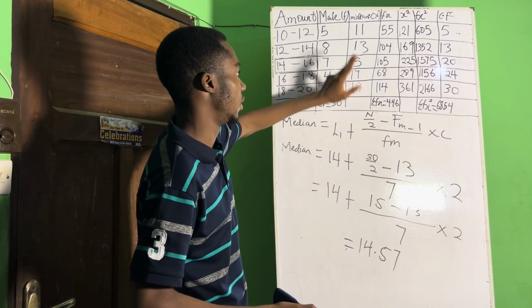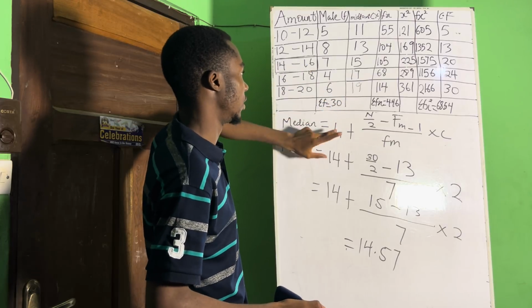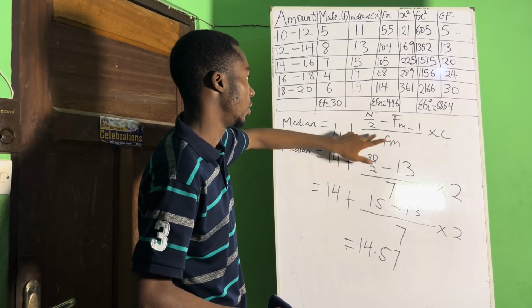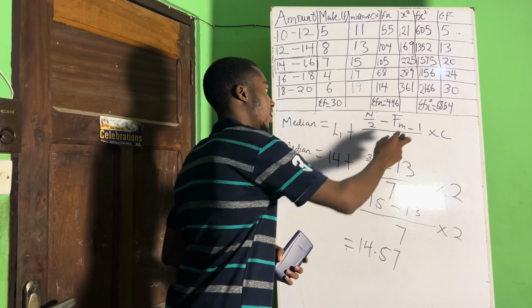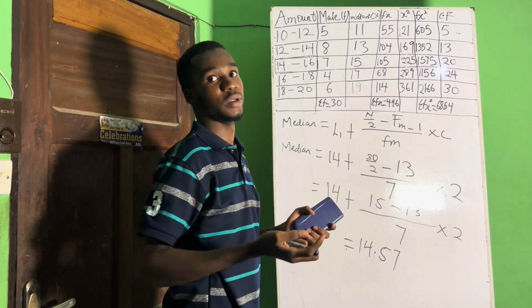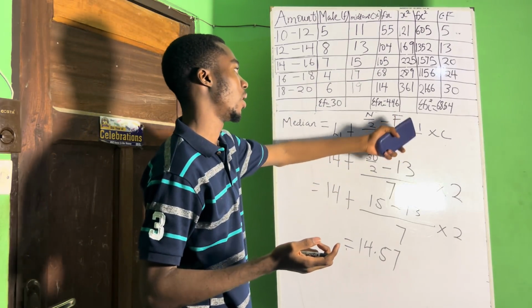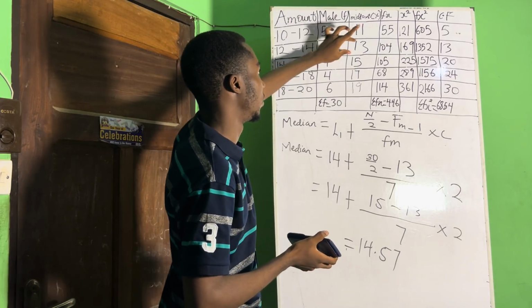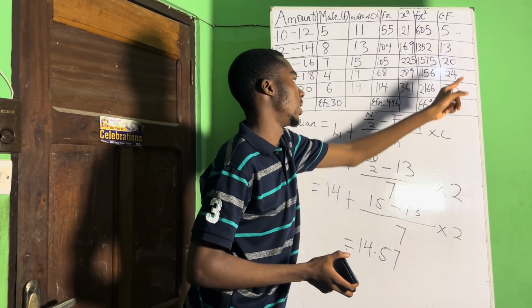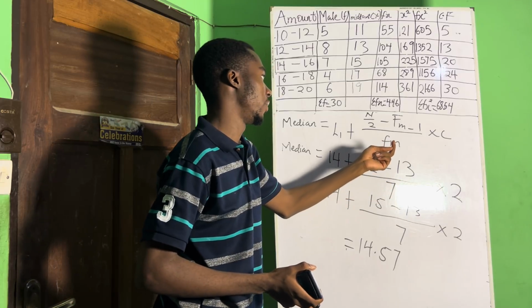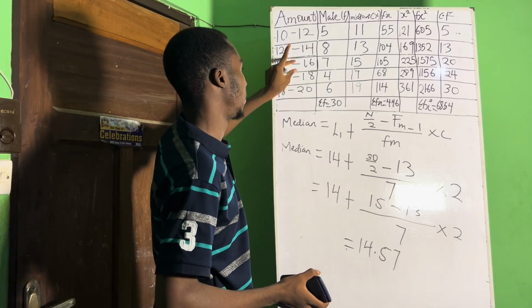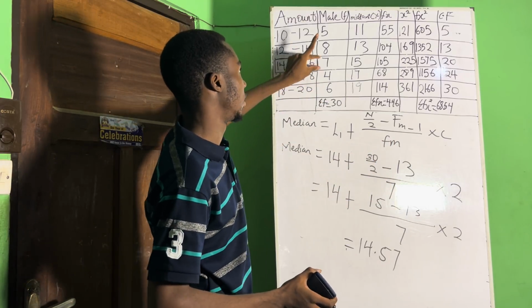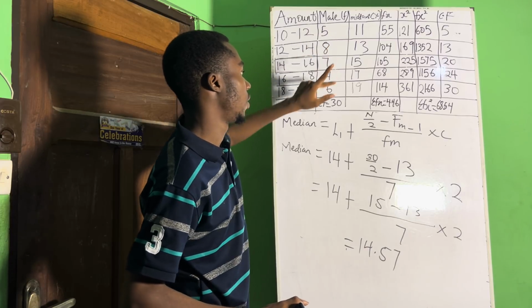Then N is the total of the frequency, which is 30. So 30/2. Then minus Fn minus 1. This one is capital F. I tell you that the capital F is the cumulative frequency. Minus 1 is saying the one before the median class. So this is the median class, the one before, which is the cumulative frequency, 13. Then over Fm, this one is small f, so it's the actual frequency. And there's no minus 1, so the actual frequency of the median class, which is 7.